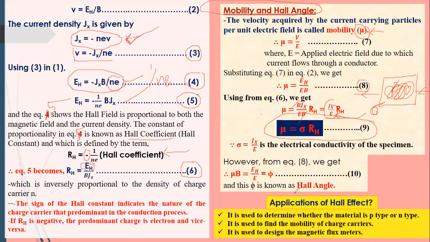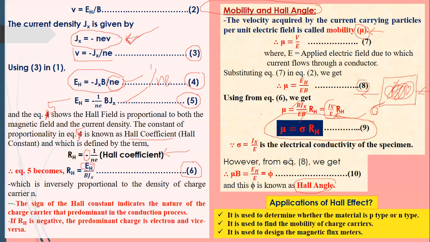However, using equations 8 and 9, we get mu B is equal to EH upon E, which is equal to phi, and that phi is also known as the Hall angle. If we calculate the Hall angle, we need the term EH upon E; otherwise mu B is equal to phi. This is nothing but the Hall angle.